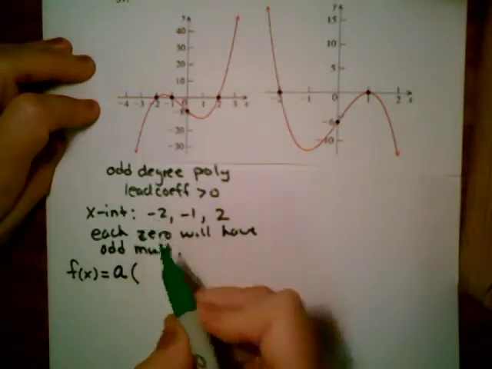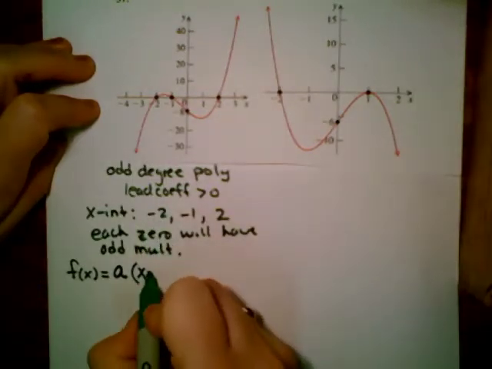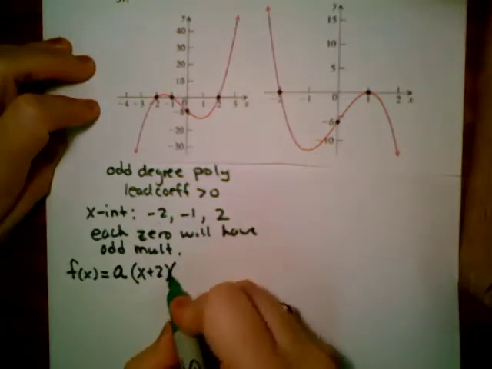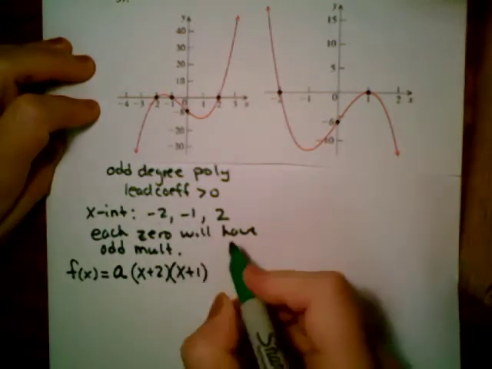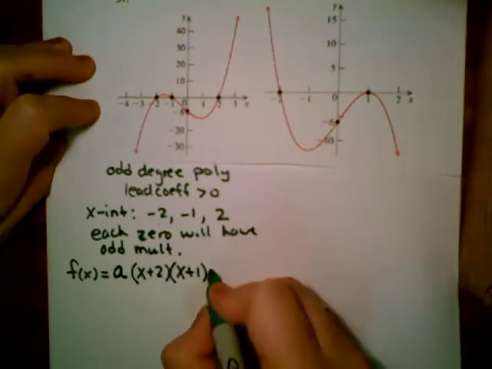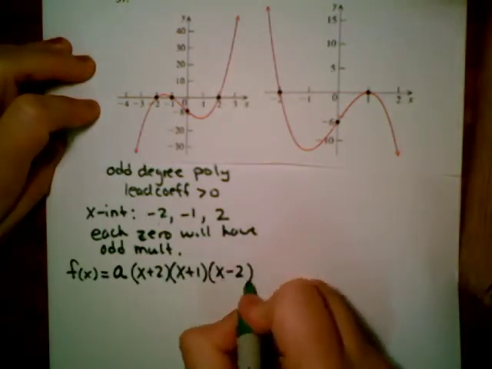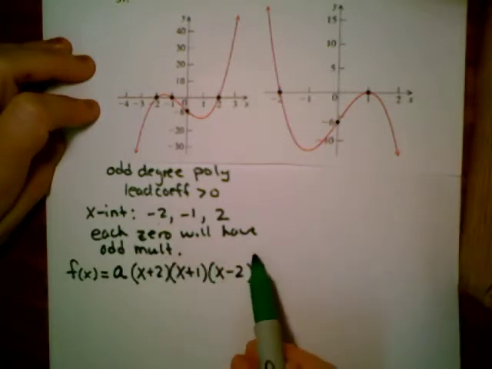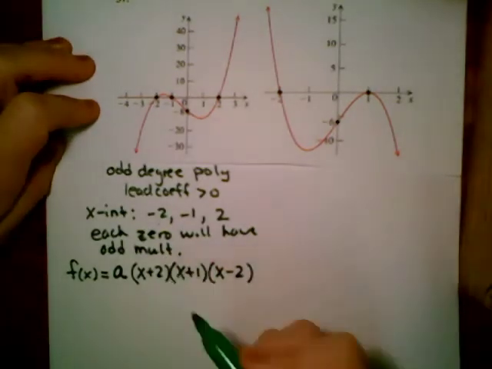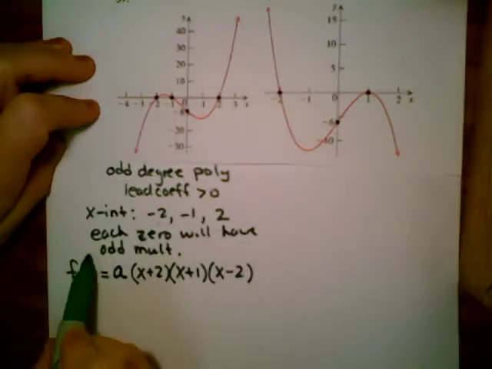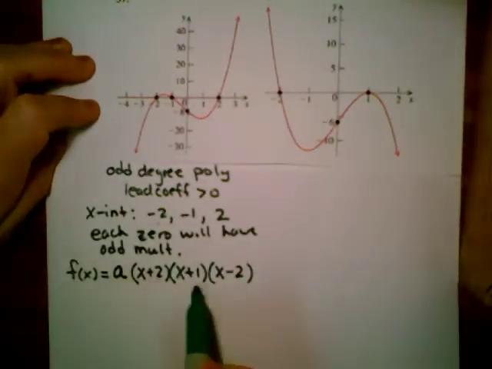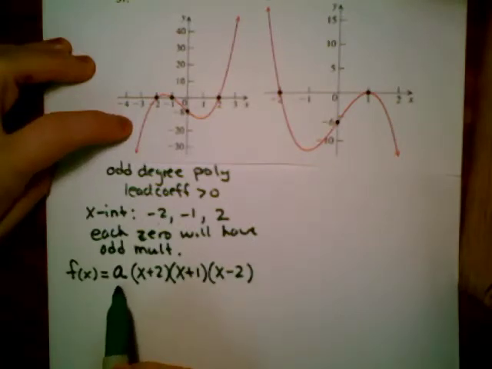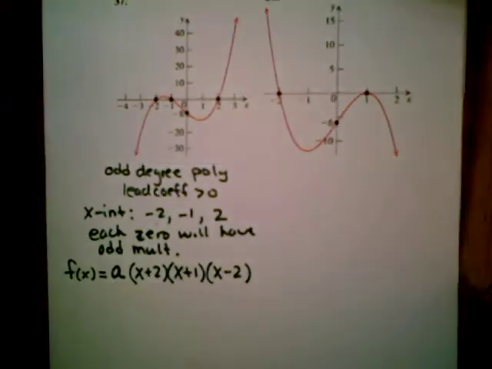We know -2 is an intercept, so x plus 2 is a factor. Likewise, since -1 is an intercept, x plus 1 is a factor. And since +2 is an intercept, x minus 2 is a factor. And I'm going to use an understood multiplicity of an exponent 1 for each one of those. And I've got a pretty good expression for this polynomial. The only thing I'd like to know now is what's a.